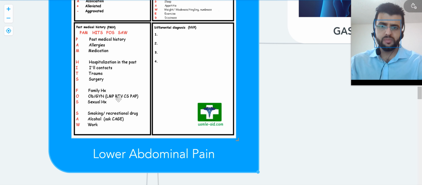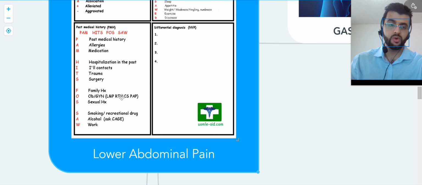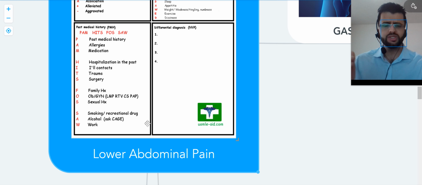M for menstruation, like is it regular or irregular? Oh sorry, LMP is the last menstrual period. R for regular or irregular. T, are you using any tampons? B, if there's any vaginal discharge. Okay, this is important. C, for cramps. Do you have any cramps with your menstrual cycle? C, for spotting. Do you have any spotting between periods?